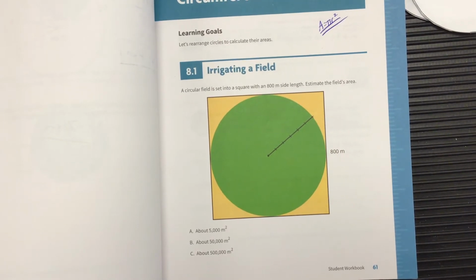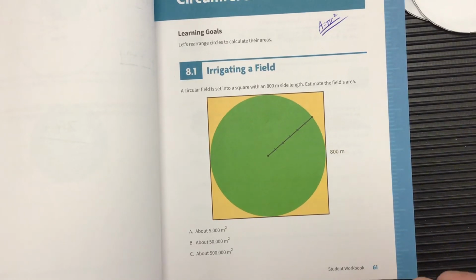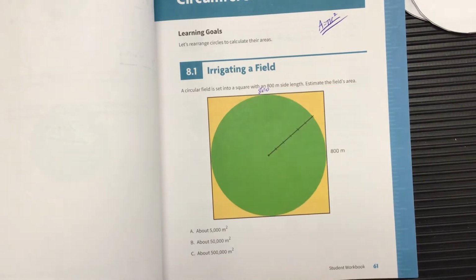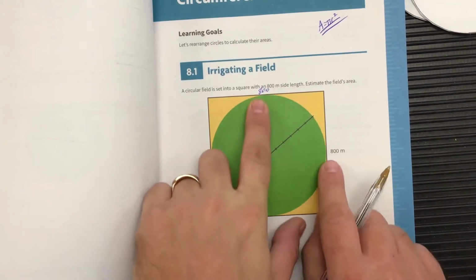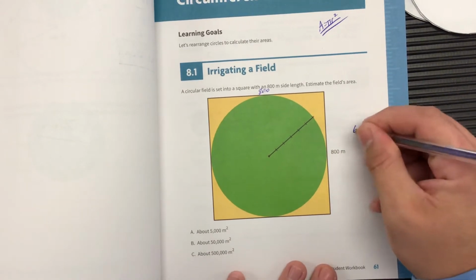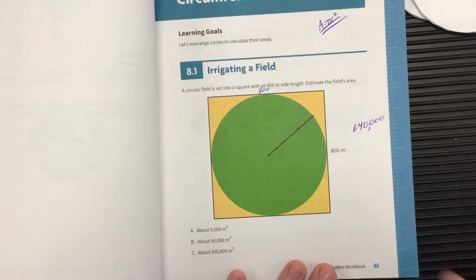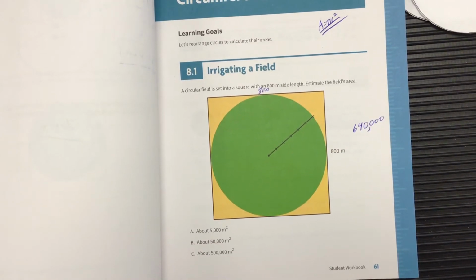Area of the square. Kellen. We don't know how to get an area of a square? Yeah, well, it's 800 times 800, so that should be super easy. 8 times 8 with 4 zeros on it? Yes. 64 with 4 zeros. 640,000. Now, is our circle going to be more or less than that?